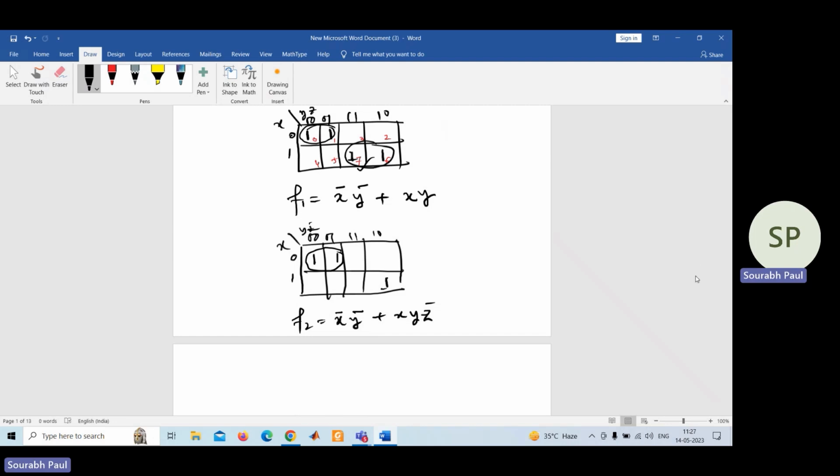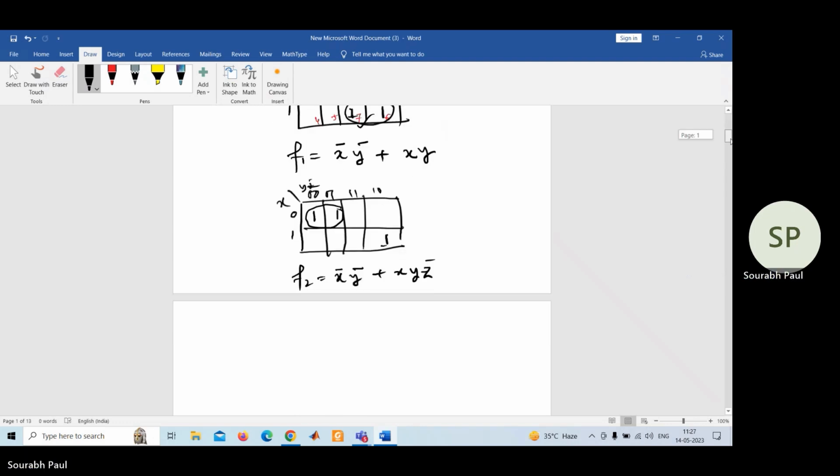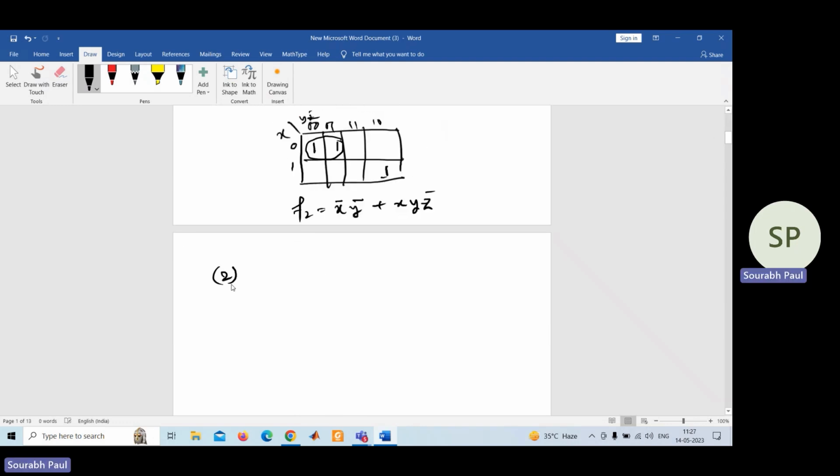So this is the first step, what you need to do. In the second step, you need to identify how many input buffers are required. So the number of input buffers is equal to the number of variables given in the question. So in this case, 3 variables are there, X, Y, Z. So the number of input buffers is 3.